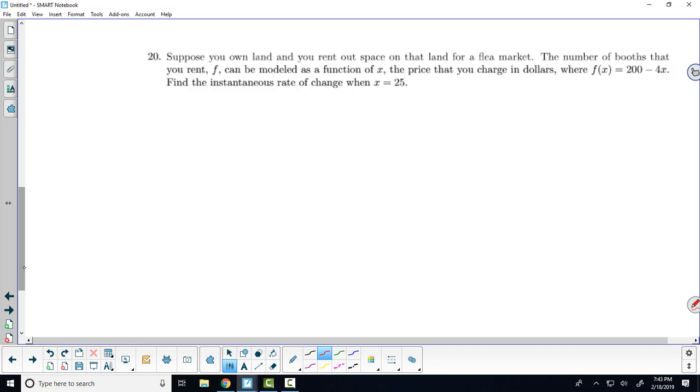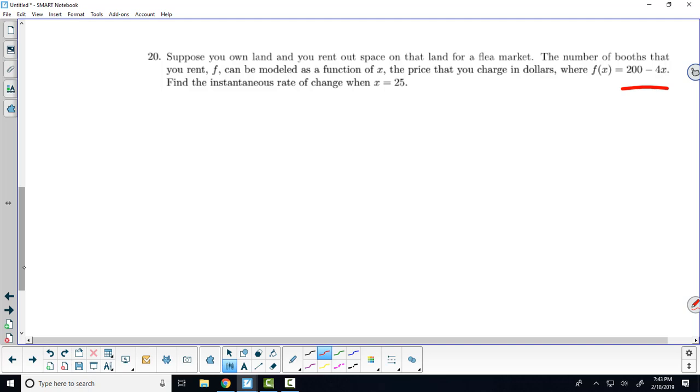So suppose you own land and you rent space out for a flea market. Okay? The number of booths, F, that you can rent is modeled as a function of x, your price. Does that make sense? If you lower the price, you should be able to rent more booths, right? If you raise the price, you would rent fewer booths. For this particular model, if you gave it away for free, how many booths could you fit on your property? 200. Or you couldn't find 200 people that would set up a flea market tent for free. 200 is the capacity in some way.